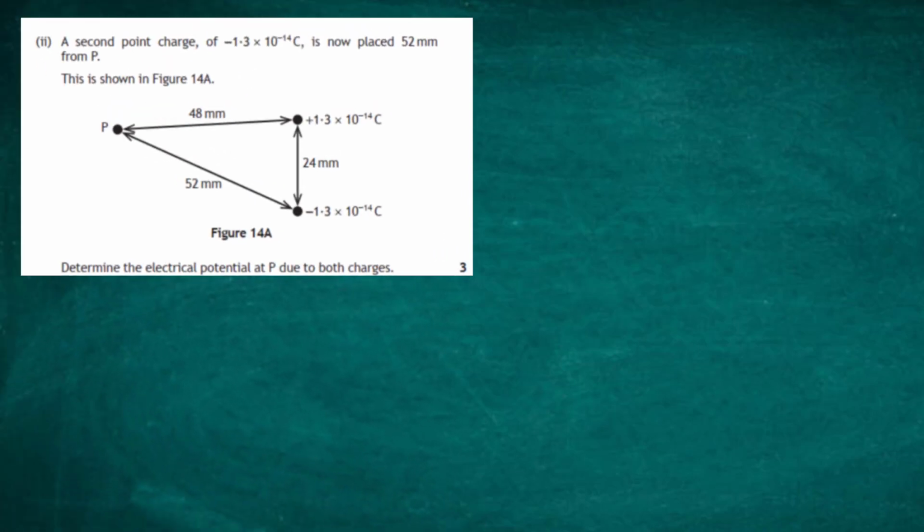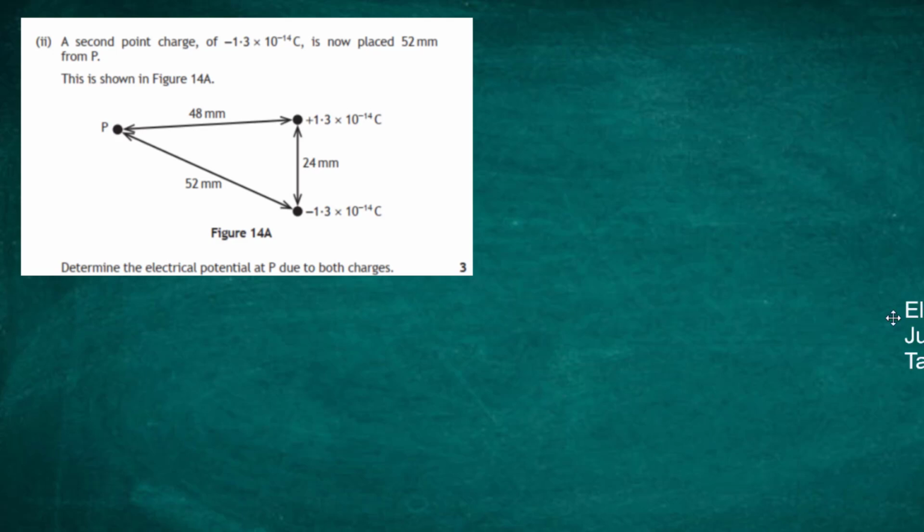Question 14a, part 2. A second point charge of minus 1.3 times 10 to the minus 14 coulombs is now placed 52 millimeters from P, and we can see that in the diagram. For 3 marks, we have to determine the electrical potential at P due to both charges.